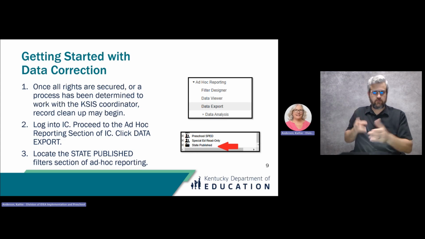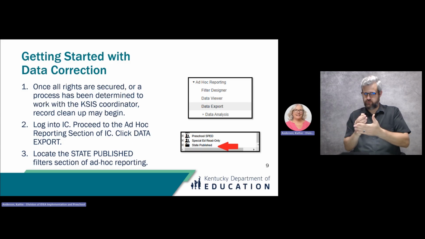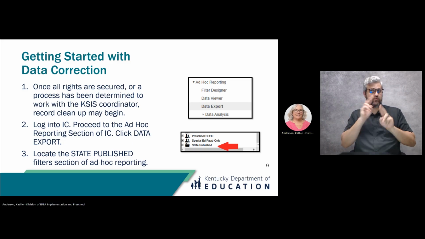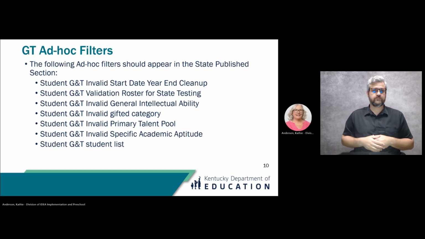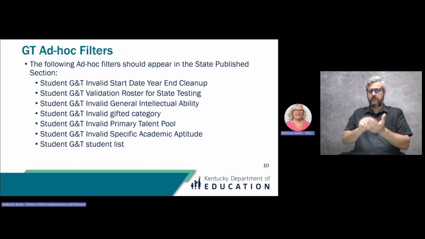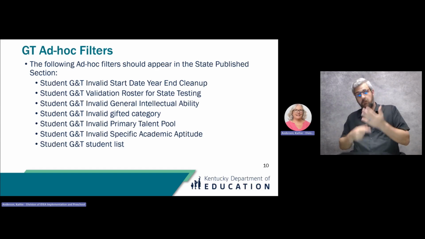Log into Infinite Campus. Proceed to the Ad hoc Reporting section of Infinite Campus. Click Data, Export. Locate the State Published Filter section of Ad hoc Reporting. The following ad hoc filters should appear in the State Published section. Some of these you will use for data cleanup, and then some of them may just be helpful for you in general, such as the student G&T student list.